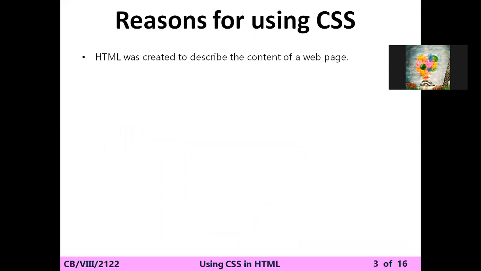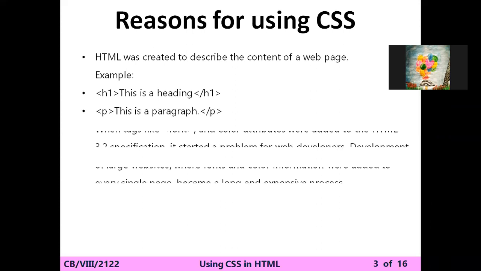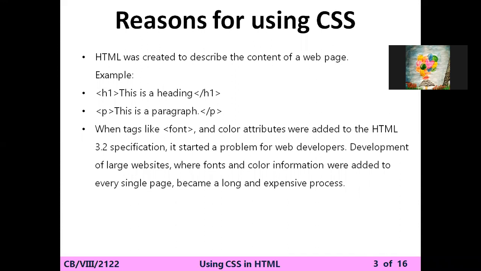First reason, HTML was created to describe the content of the web page. Simply आप क्यों बनाते हो? आपको वेब पेज बनाना है, दिखाना है कि इसमें ये हम यूज कर सकते हैं. Simple one. For example, H1. This is the heading. This is the paragraph. Whenever your text like a font, color, attribute added to the HTML 3.2. It's a 3.2 is the version of HTML.